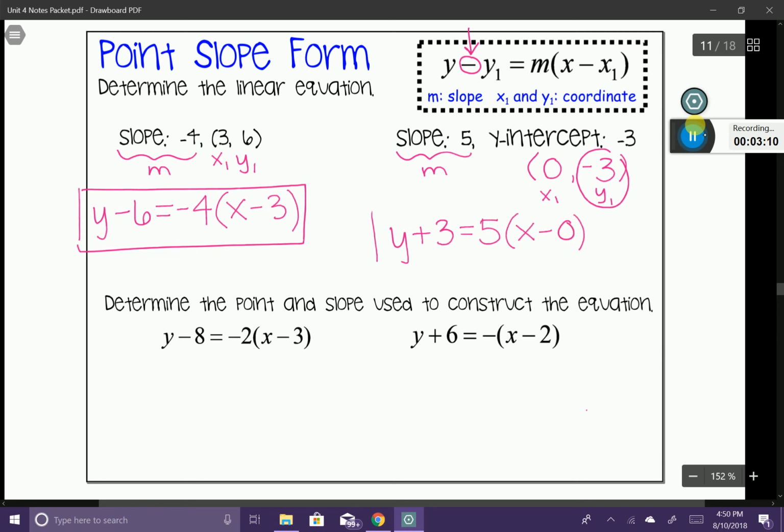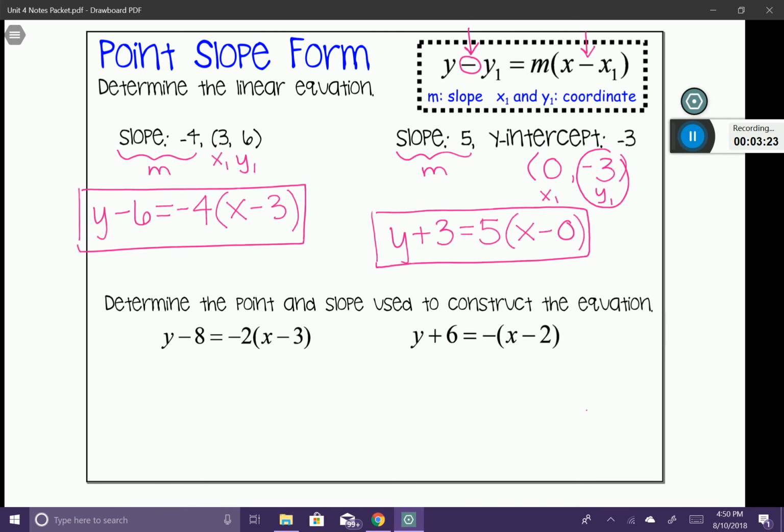And I'm finished. The trickiest part of that problem was identifying that negative in the formula. It also works the same way with the negative on the other side of the formula with the x's, and we'll see that a little bit later on.